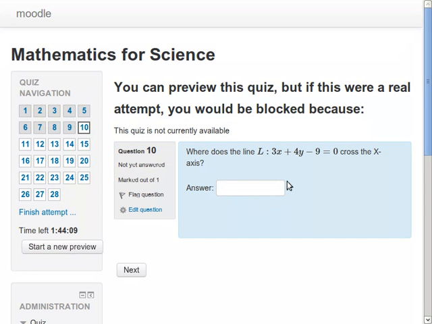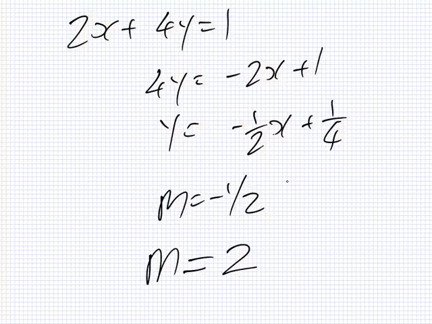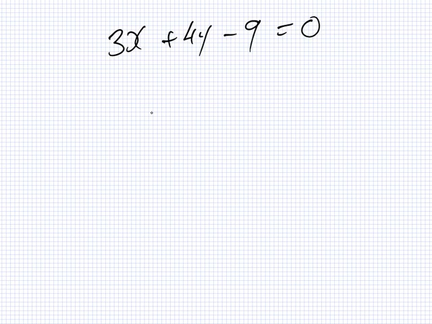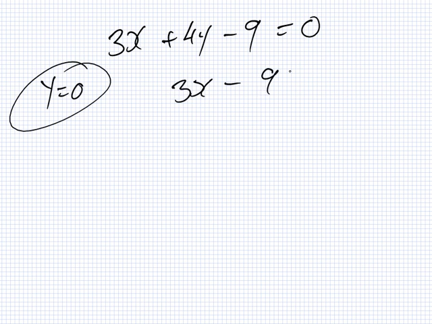Where does this line cross the x-axis? 3x plus 4y minus 9 equals 0. If I want to know where it crosses the x-axis, I make y equals 0. So 3x minus 9 equals 0, so x equals 3. That's all.